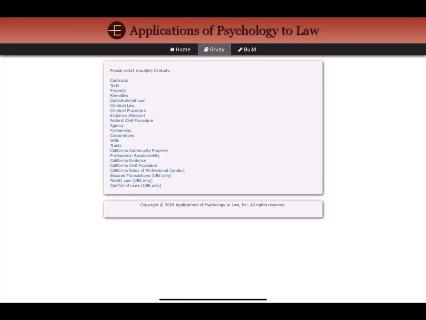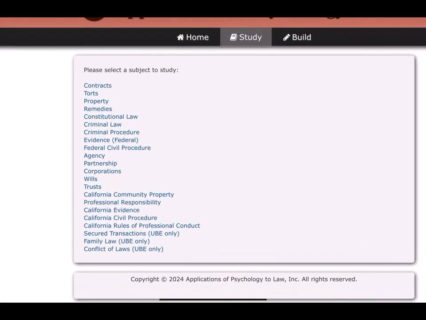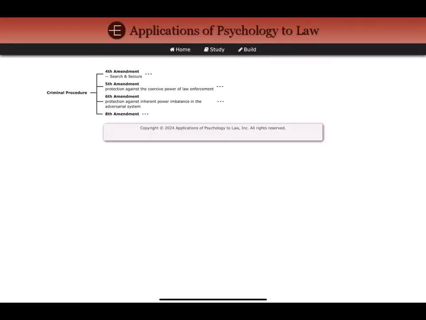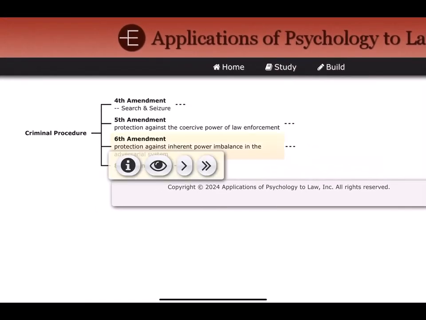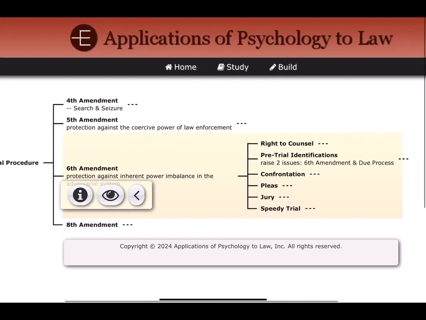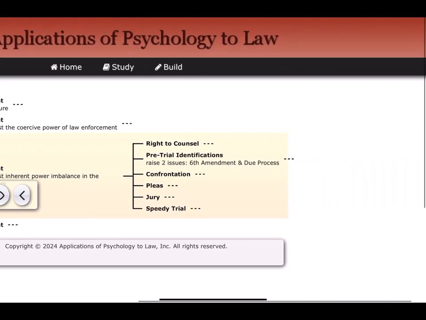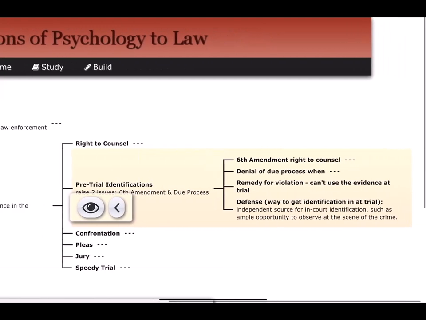Okay, we're in Proponics. I need to get to criminal procedure, and within that, to Sixth Amendment, because that's the basis of his motion to suppress. Sixth Amendment has a lot of issues, but I think the two involved here are right to counsel and pretrial identifications. Let's look at pretrial identifications, and we see that right to counsel under the Sixth Amendment is implicated here. So let's take a look at that.